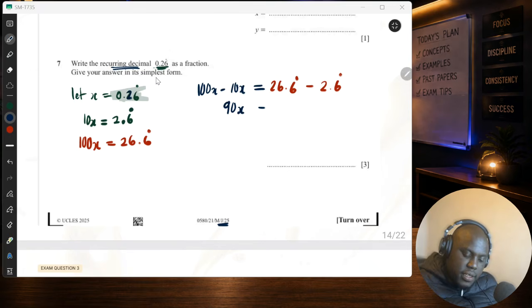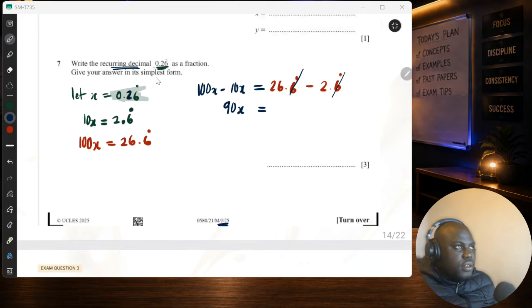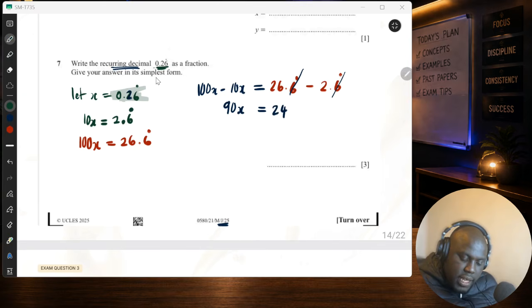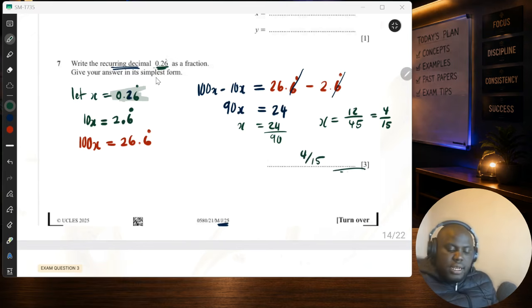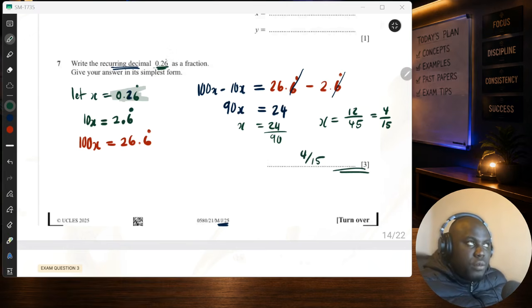90 of what? Of x is equal to, here we have the recurrings. We cancel the recurrings softly with a pencil now. The recurrings should cancel each other out. Then you say 26 minus 2, you get 24. Now you can take x to the other side. x will be 24 over 90, which you can now reduce to lowest terms if you want. What is that going to be? 12 over 45. 3 can go into both, which will be 4 over 15. So you have it, 4 over 15. You get your 3 marks. Then I'll be proud of you. That's what you do here.